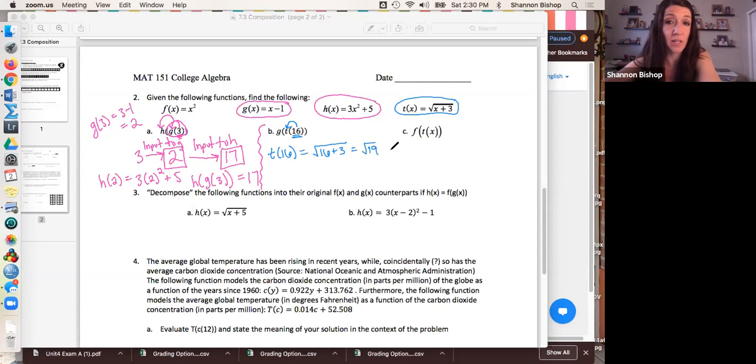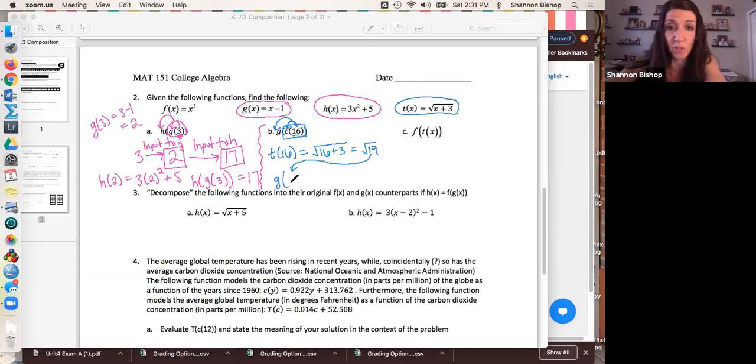Now, if you really wanted to get a decimal for that, you could. The square root of 19 is 4 point something. Let's see, if you really wanted to, square root of 19 is 4.36. So if you wanted to write it as 4.36, you could. But either way, t of 16 is root 19. But then you have to take that answer and plug it in to G. So you're going to take the root 19 and you're going to plug it into G.